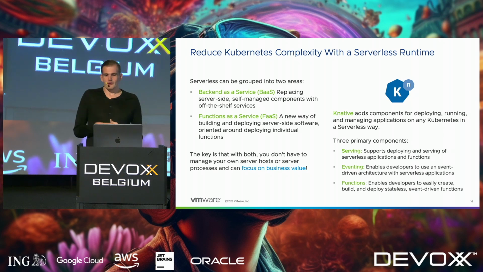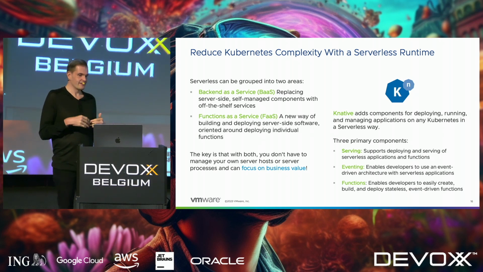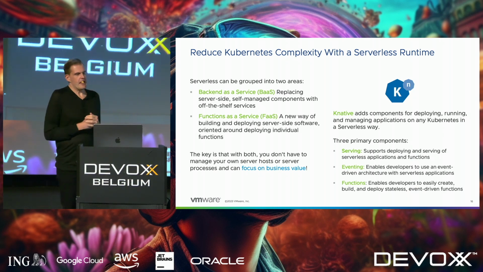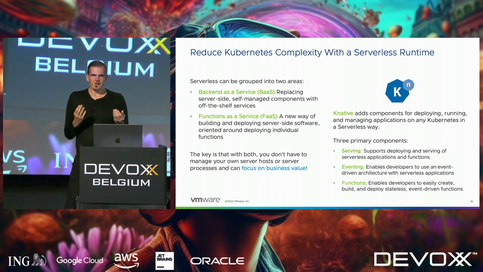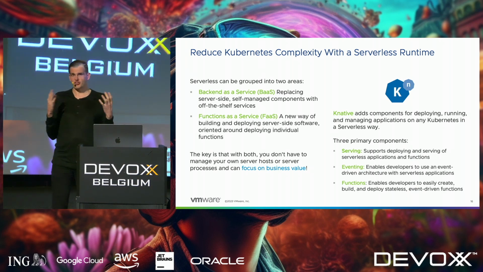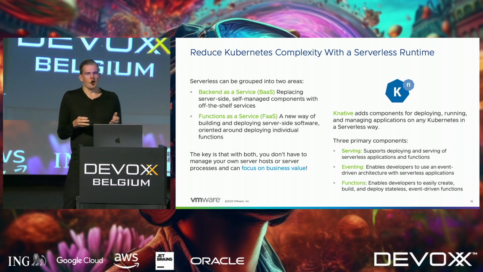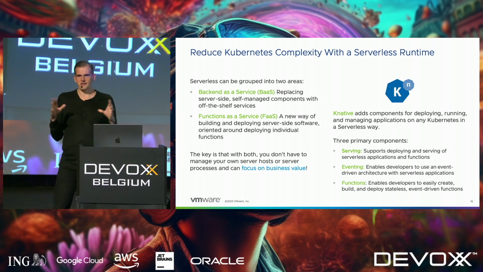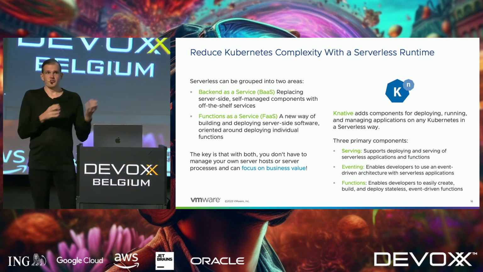Before we talk about or have a look at what this serverless runtime does, let's first define what serverless actually is. At the end, you can group it into two areas. The first one is backend as a service. It's really replacing server-side self-managed components with off-the-shelf services. So one example is, instead of building your own authorization server, etc., you just use a SaaS service like Okta or Auth0.